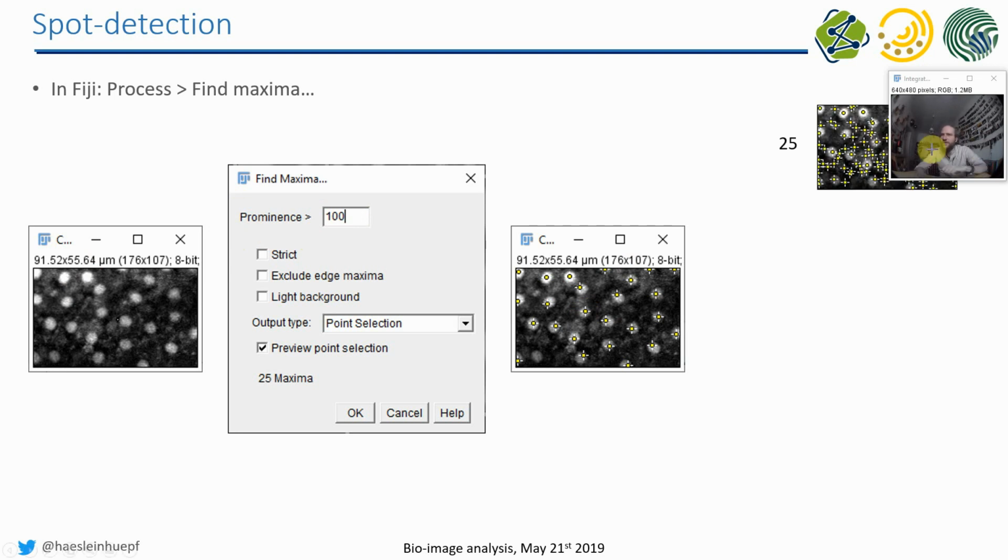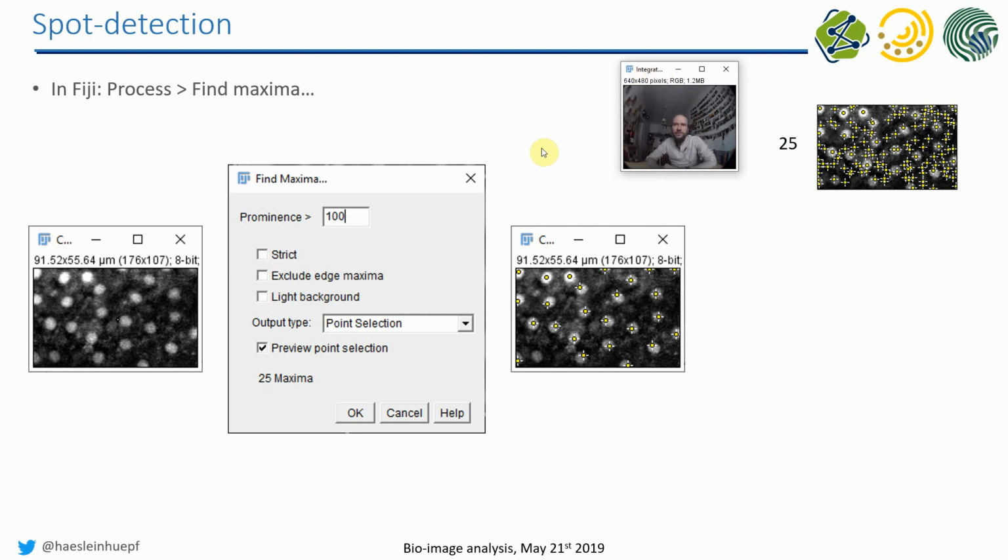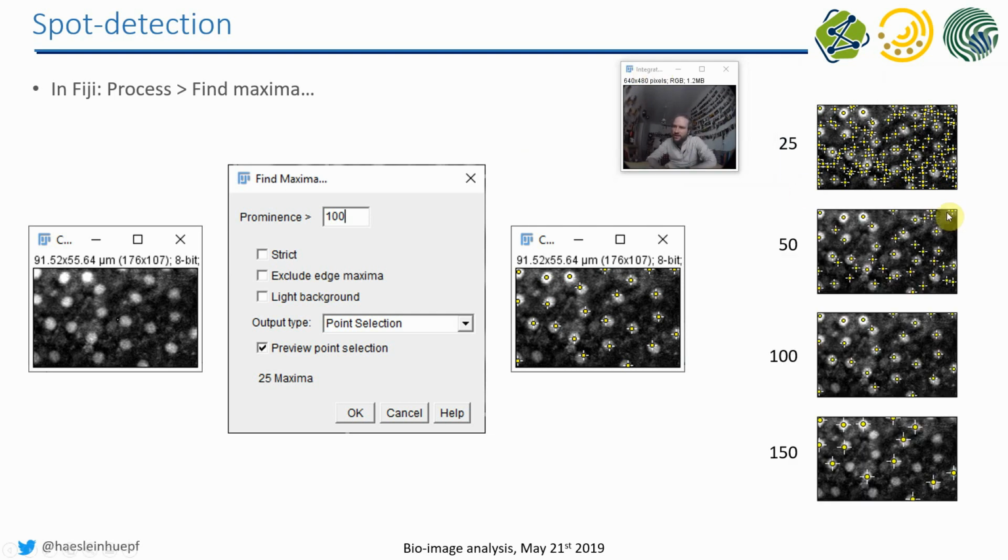If I enter 25, much too many come out, right? If I enter 50, I come closer to the point. If I enter 100, again, that's approximately the value I would have expected. And if I enter 150, then I lose points. So not all points are detected anymore, because the valley between these points is not high enough.